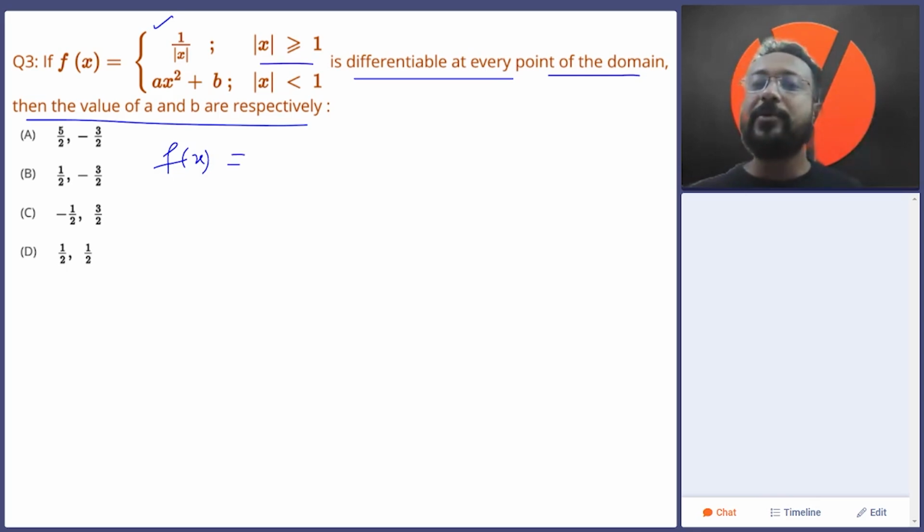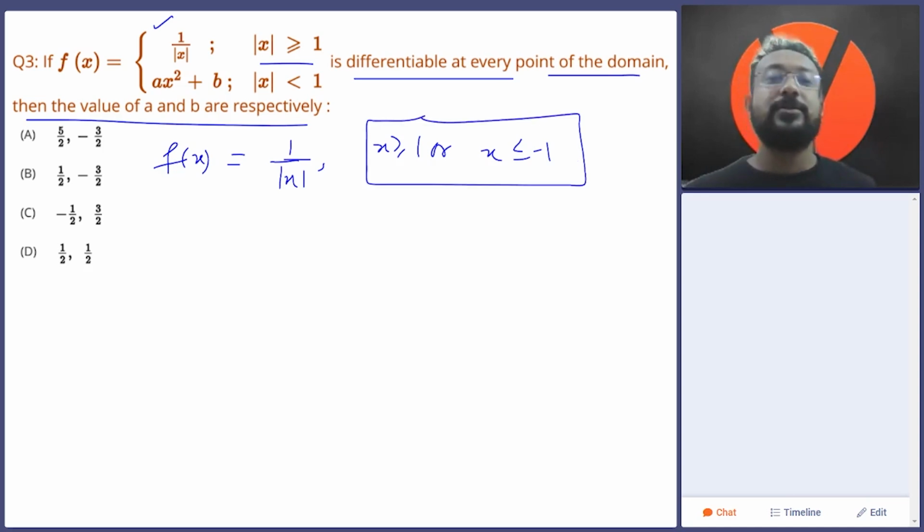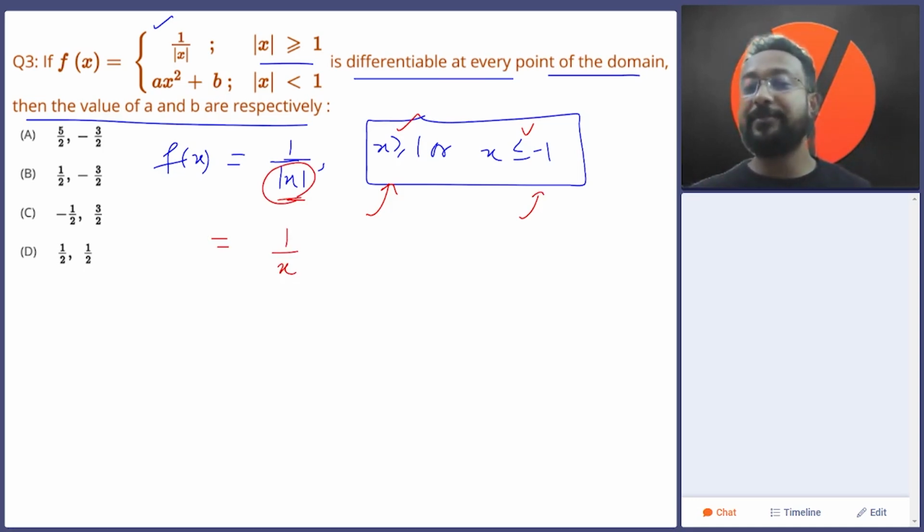So first, what we are going to do is we're going to break this f(x) properly. So I think 1 by mod x, if you watch carefully, they're saying it is 1 by mod x when mod x is greater than equal to 1. Means x greater than equal to 1 or x is less than equal to minus 1. Correct? So now the moment you see these intervals, you understand that somewhere x is positive, somewhere x is negative, and here x is having mod. It means it will definitely break on the interval. So if we further break it down, it becomes 1 by x when x is greater than equal to 1, and it becomes minus of 1 by x when x is less than equal to minus 1.